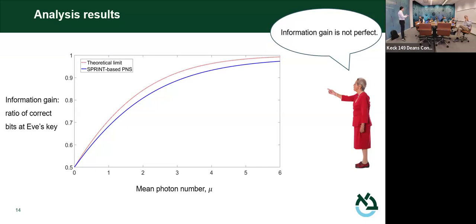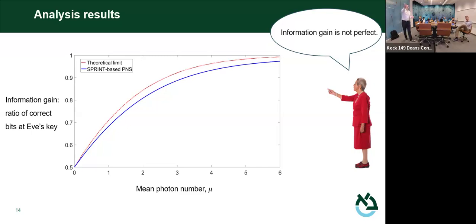But what if we also take into account that for low mu, the probability of obtaining more than a single photon is very low? So here you see the information gain, which is basically whenever Eve gets a detection, that will be her bit value. When she doesn't get a detection, she just flips a coin and randomly assigns a bit value. And what will be the ratio of correct bits in Eve's string as compared to what Alice sent?